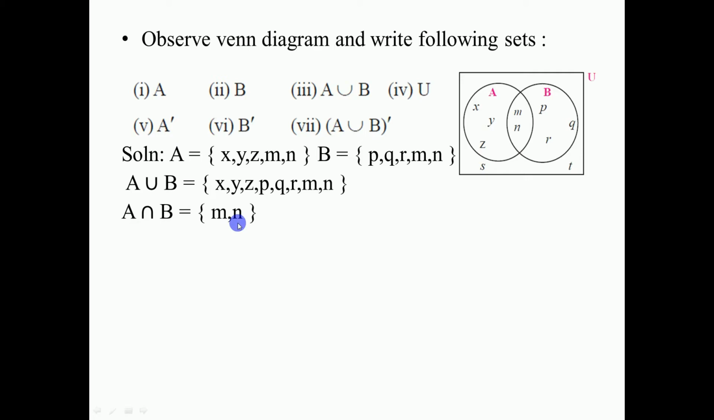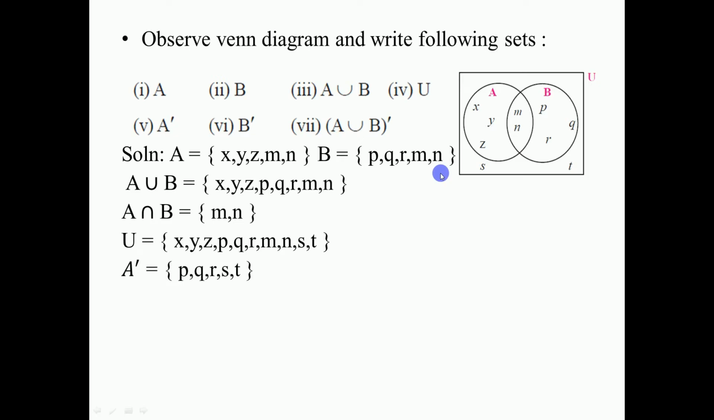Now let us go for the fourth question, which is given as the universal. As you can see from the diagram itself, in the box there are various elements, that is set A and set B, but there are two more elements S and T which are present in the universal set but not in any of the sets, but still we have to consider them while writing the universal set. So in the universal set that will be X, Y, Z, M, N, P, Q, R, S, T. Again, M, N you do not have to repeat.